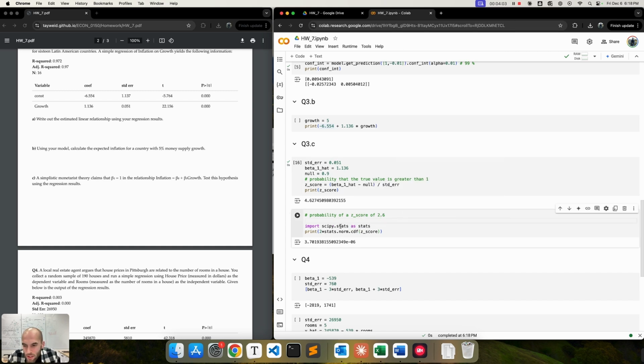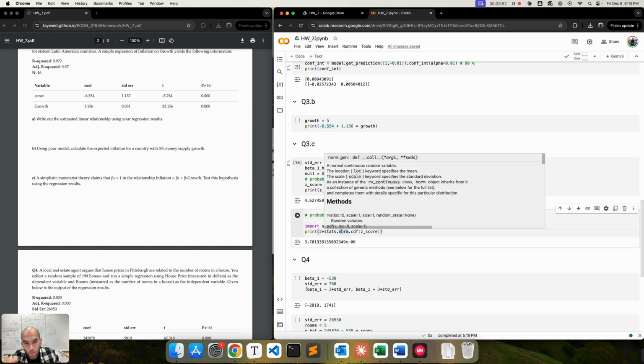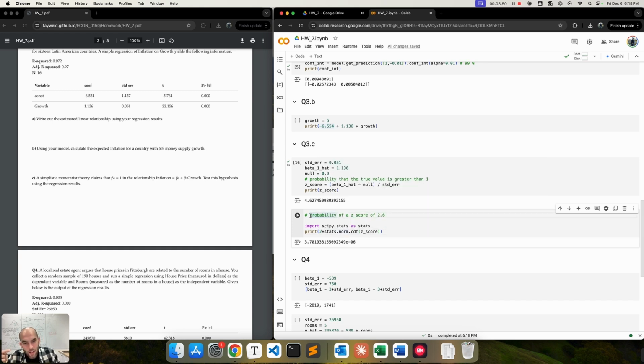Okay, so the question is, how likely is it that we are making a mistake by saying that these things are different? Another way of thinking about this is, what's the probability of the z-score being what it is? So 4.6. So what's the probability that the null hypothesis is in the tail of the distribution around the beta 1 hat?